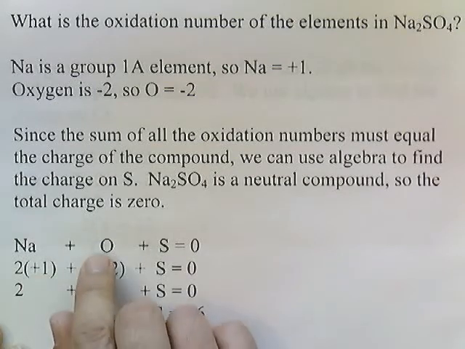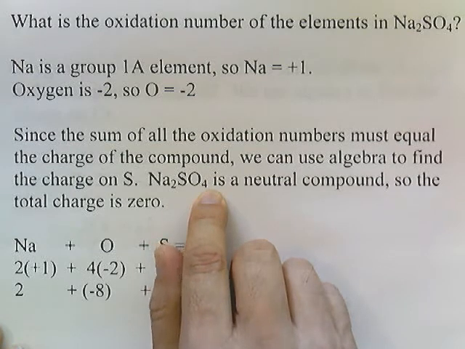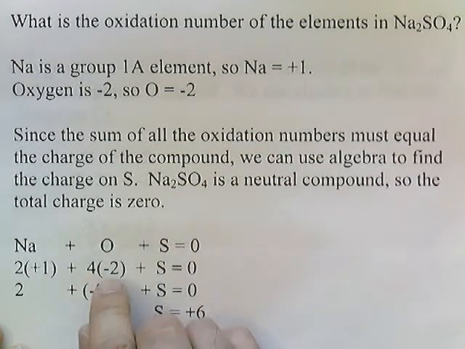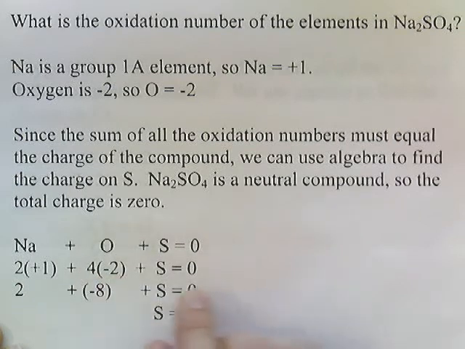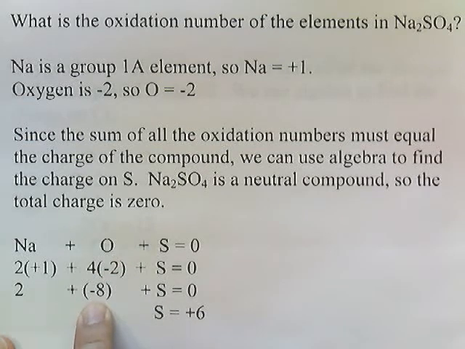All right. And then for oxygen, there are 4 oxygens. So it's going to be 4 times the charge on oxygen, -2. All right, so 4 times -2. And then the amount of charge contributed by sulfur, we don't know, so we'll just leave it as S. All right, well, if you do the math, 2 times +1 is 2. 4 times -2 is -8.